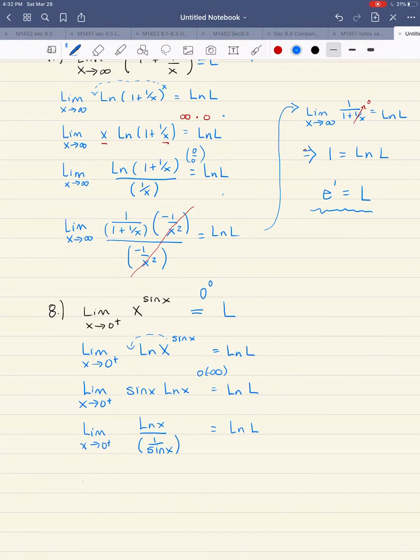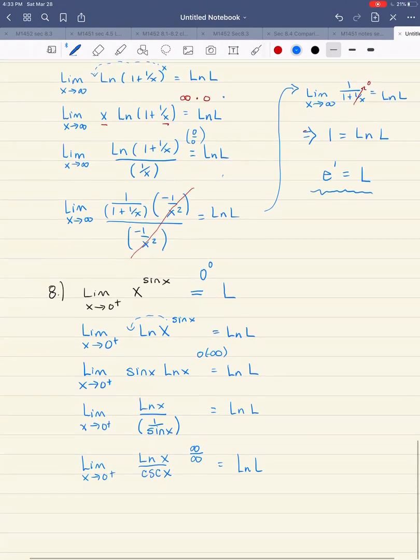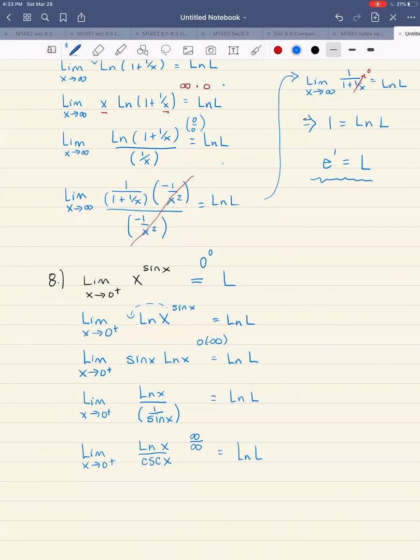We have a trig identity for that. 1 over sine is the cosecant. So I'm going to write this as the natural log of x over the cosecant of x. Now, as x goes to 0, the logarithm still gets infinitely large, and the cosecant also goes to infinity because it's acting like 1 over 0. Now I have the right format for L'Hopital's rule. And so we take the derivative of the top and divide it by the derivative of the bottom.